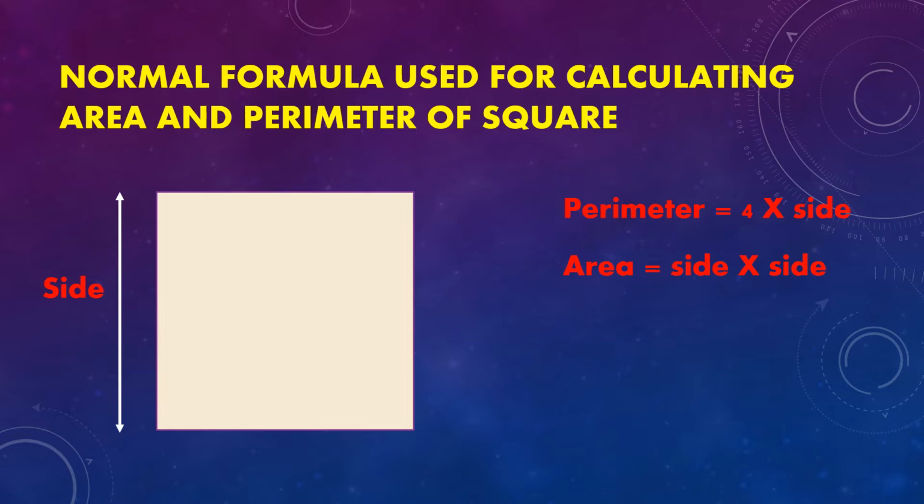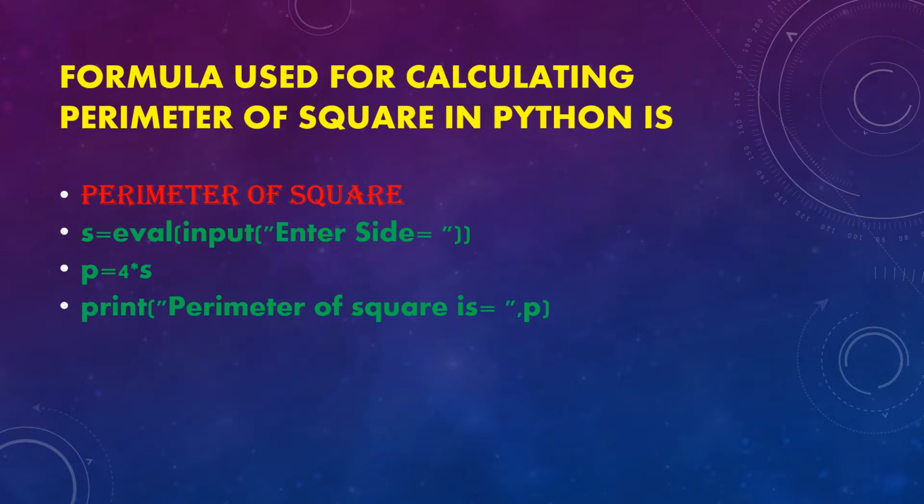This is the normal formula used for calculating area and perimeter of a square. Perimeter is equal to 4 into side, and area is equal to side into side. This is the formula used for calculating perimeter of a square in Python.